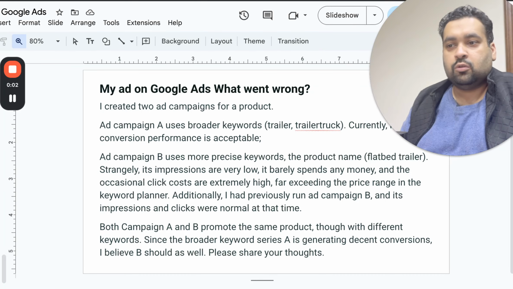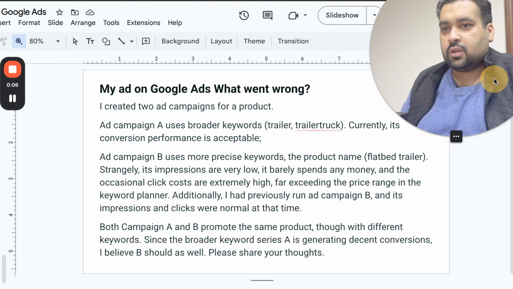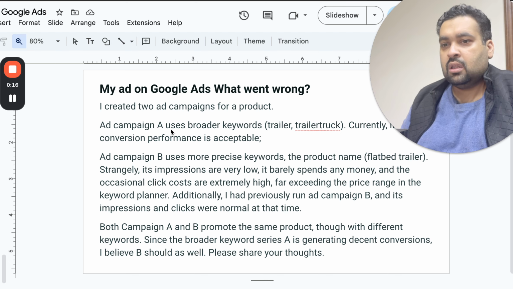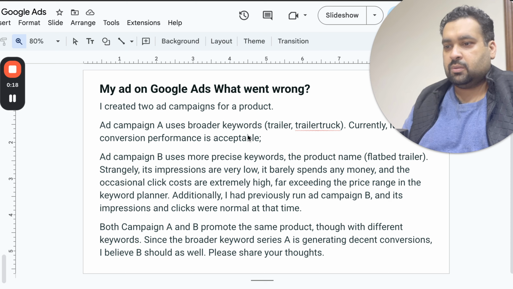My ad on Google Ads, what went wrong? Okay, let me see. So I created two campaigns for a product. Ad campaign A uses broader keywords like trailer, truck. Currently, its conversion performance is acceptable.